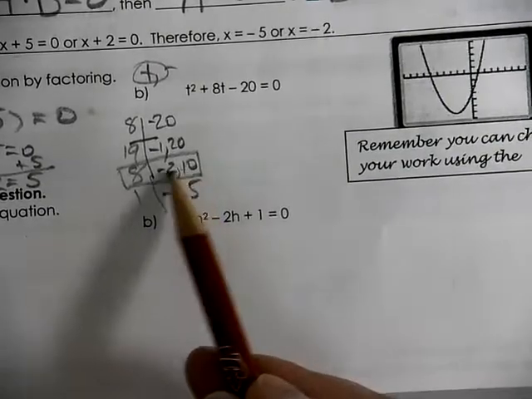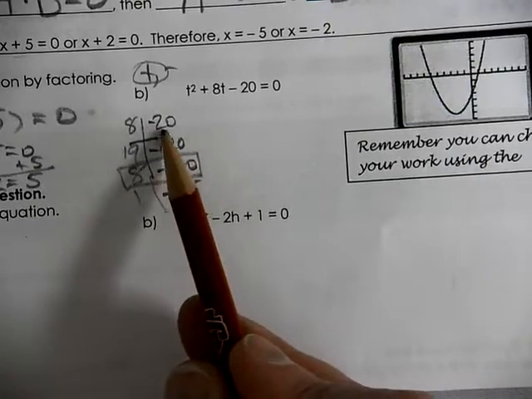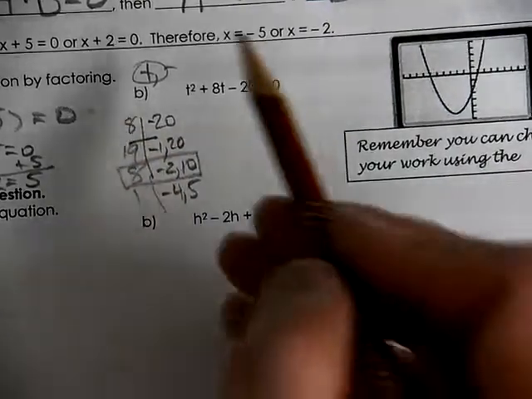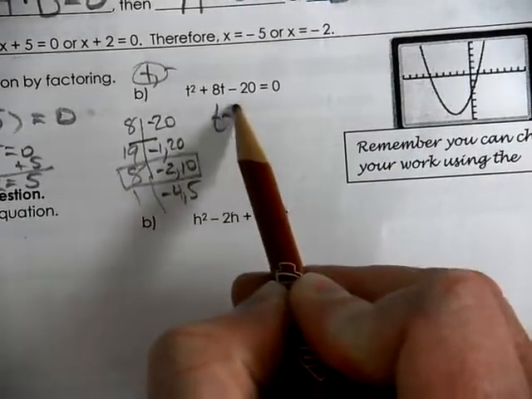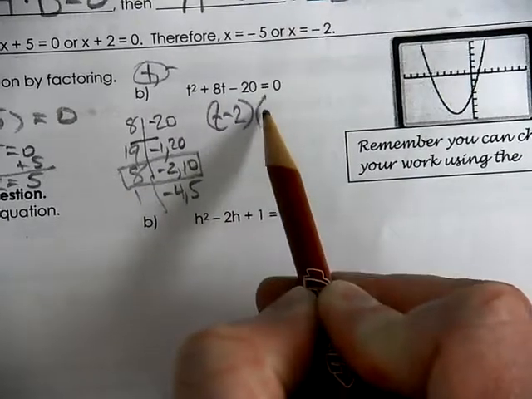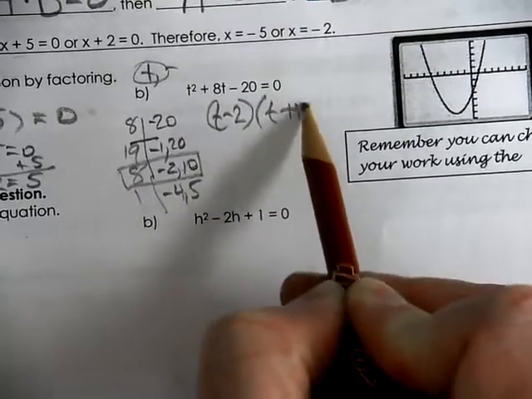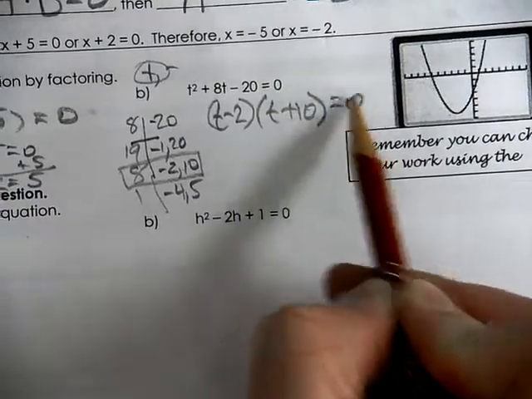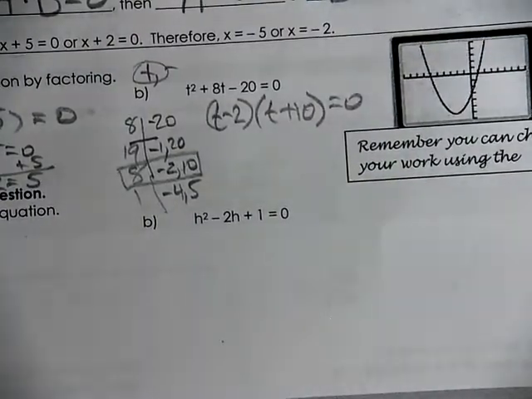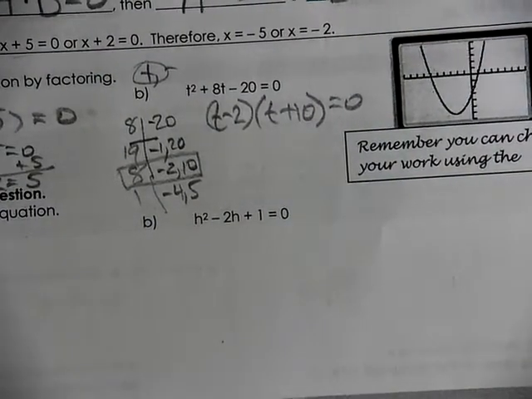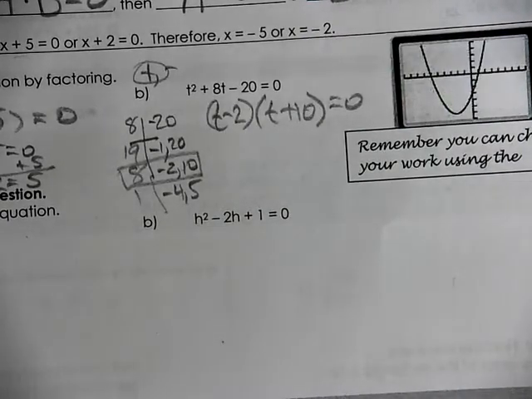So now, since I know my two values that multiply to be negative 20 and add to be 8, I can plug them into my parentheses. You don't change the signs when you put them into parentheses. Those are your actual terms: t minus 2, t plus 10.